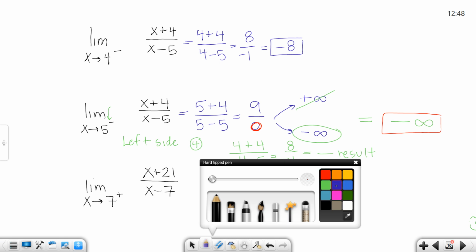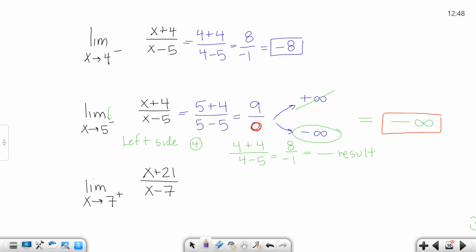Okay, let's go to the 7 one. The limit as x approaches 7. We're going to plug 7 into the top, and we get 7 plus 21. And we'll plug 7 into the bottom, we get 7 minus 7. So we get 28 over 0. Okay, that lets me know it's either negative infinity or positive infinity.